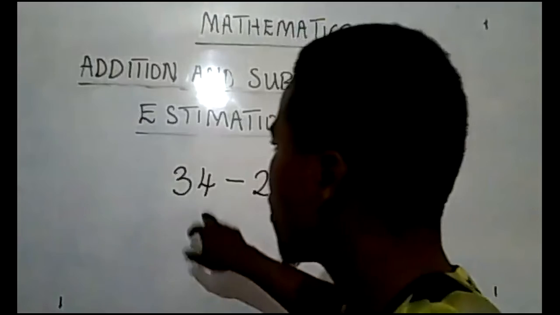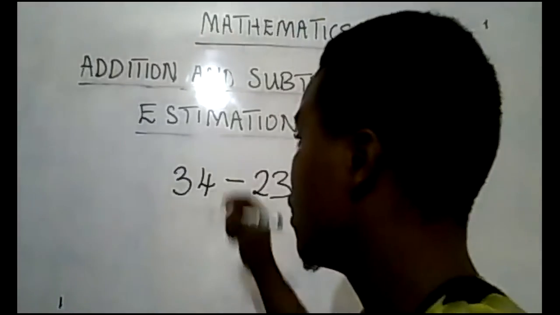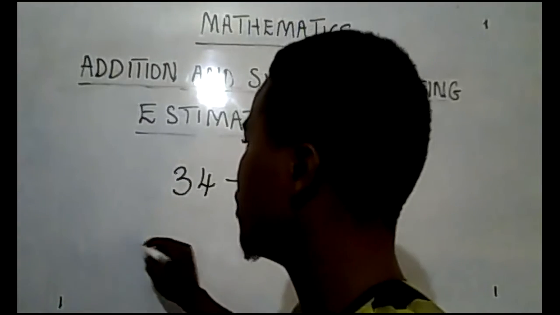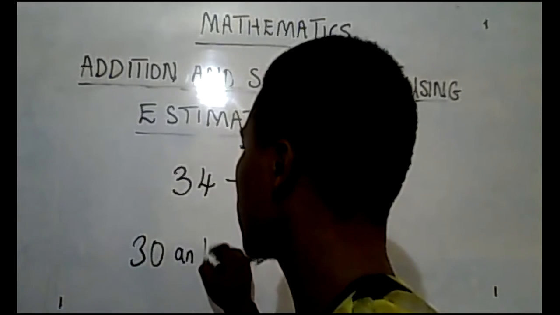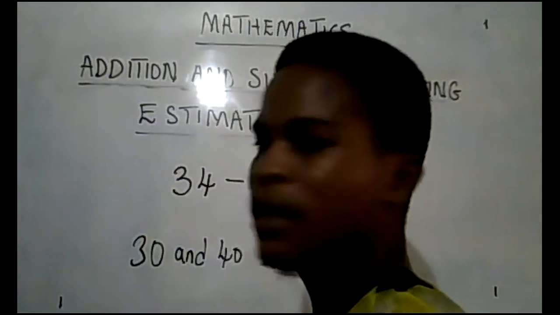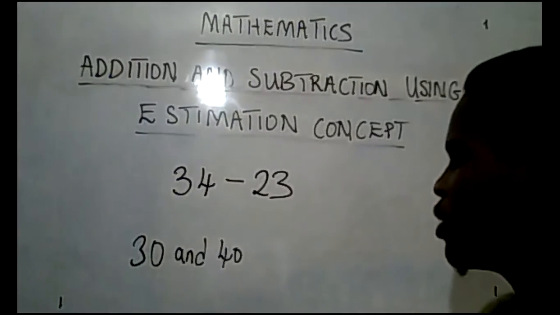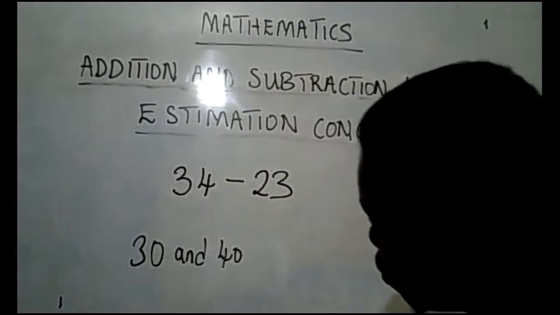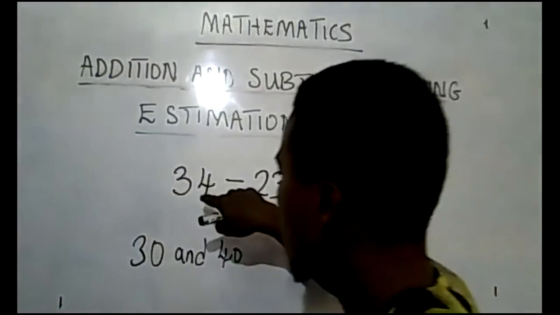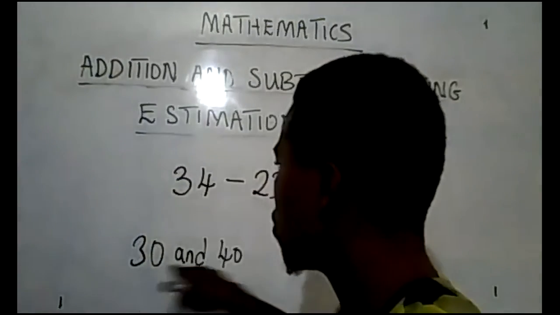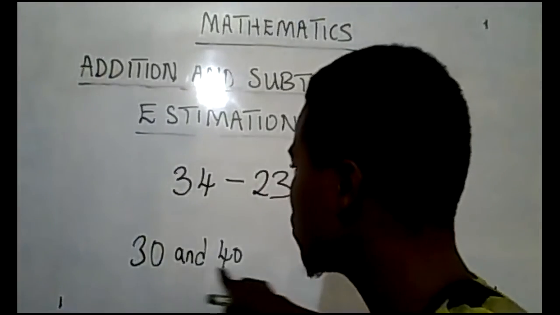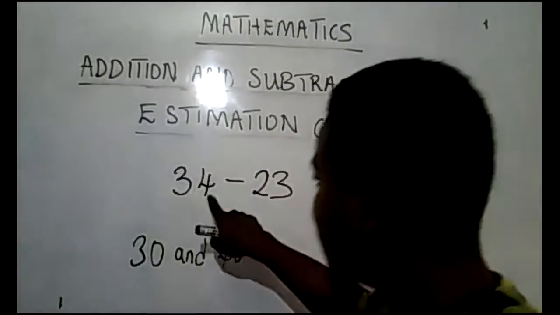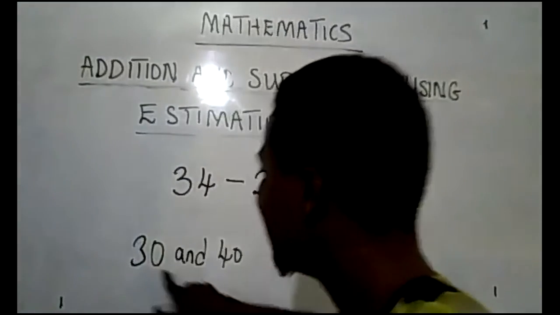Now, how do we convert 34 to the nearest 10? Look at 34. 34 is in between which of the 10s? It's between 30 and 40. Now, looking at the figure itself, 34 is closer to which of these figures on the board? Of course, 34 is closer to 30 than to 40.